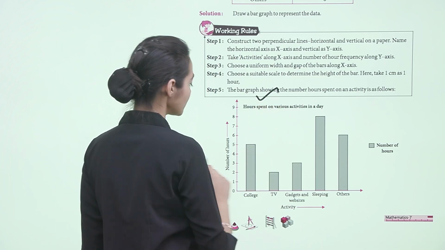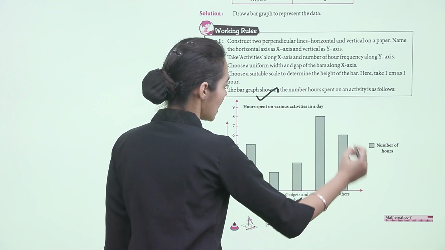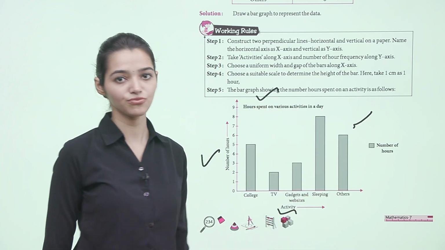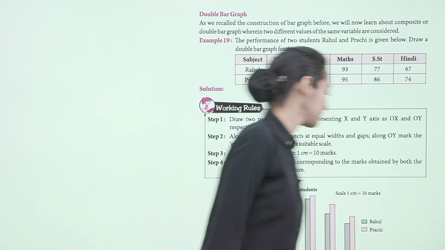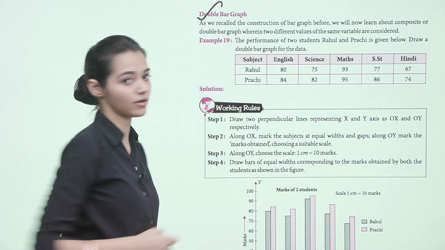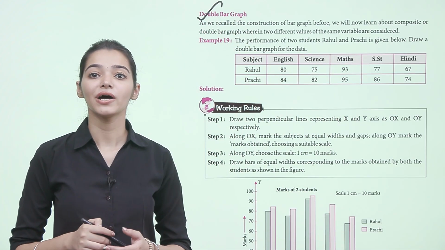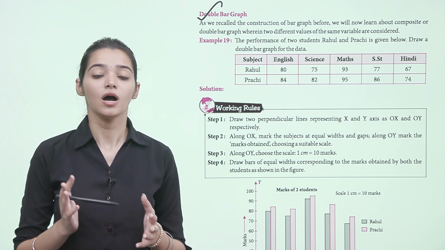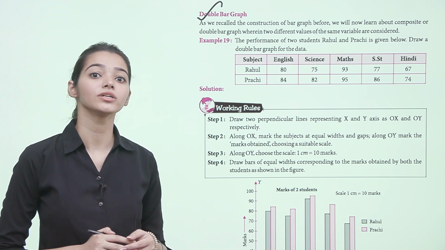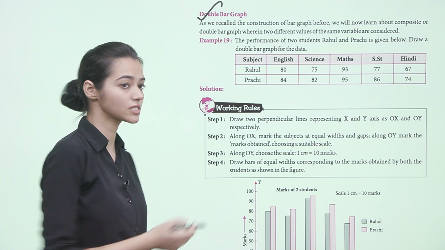This is our title, this is the number of hours, this is the activity, and this is our bar graph for the following table. Now, double bar graph. As we recall the construction of a bar graph, before we learnt about composite and double bar graphs, wherein two different values of the same variables are considered.